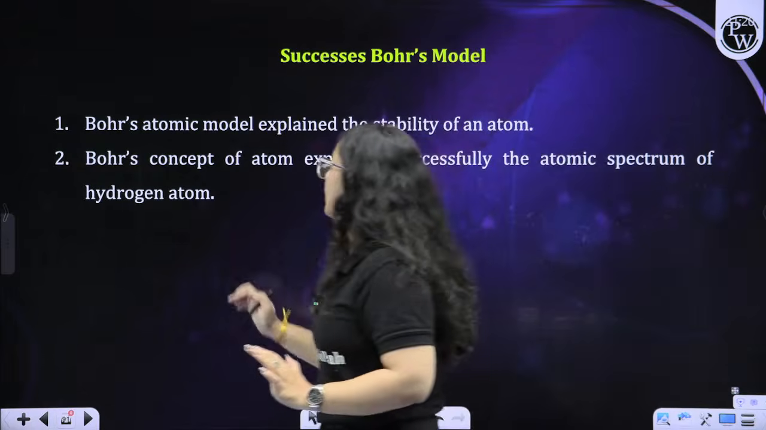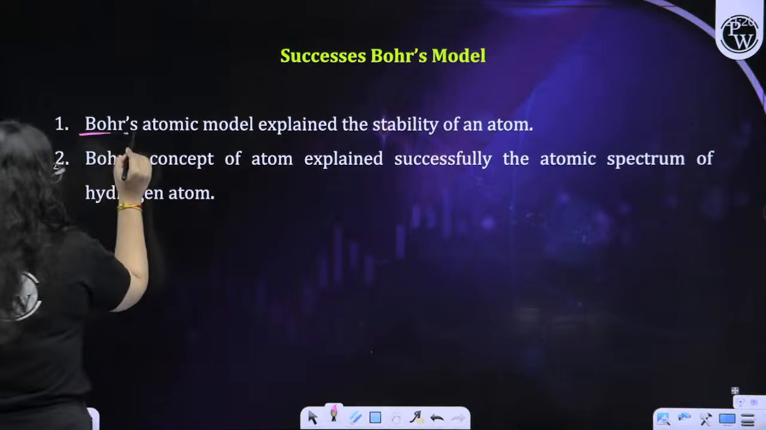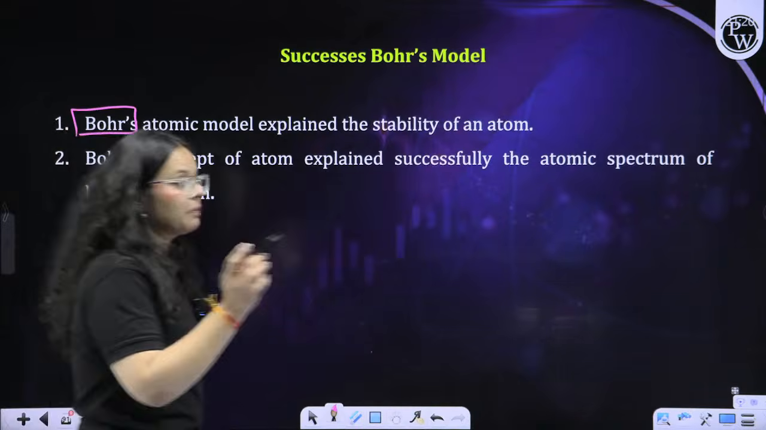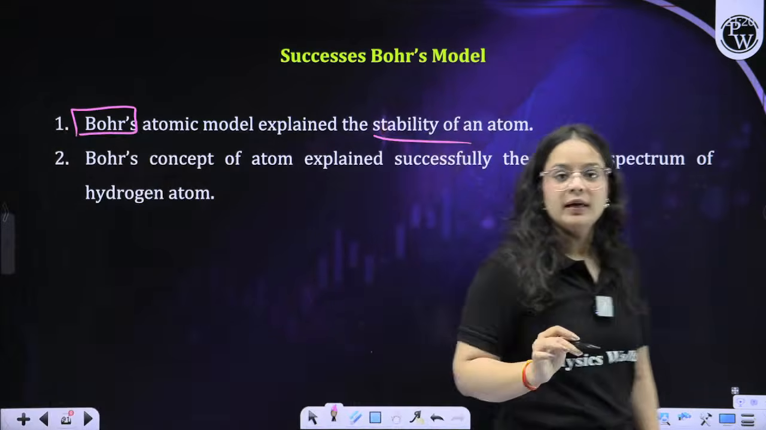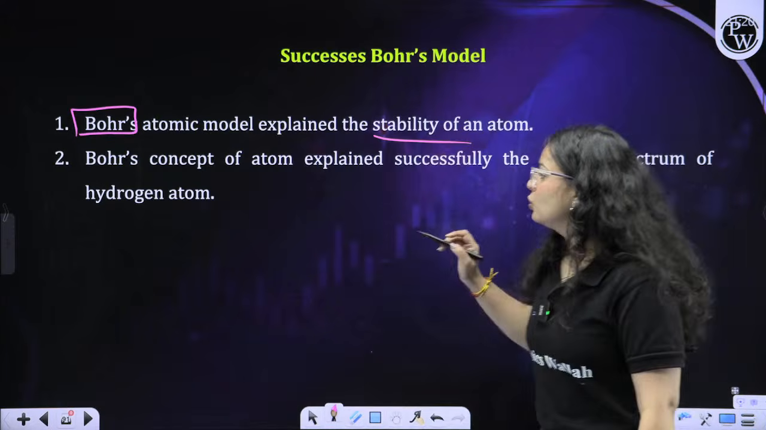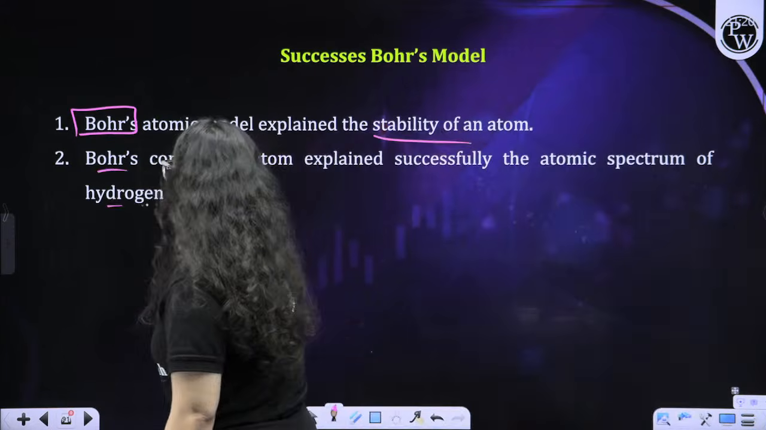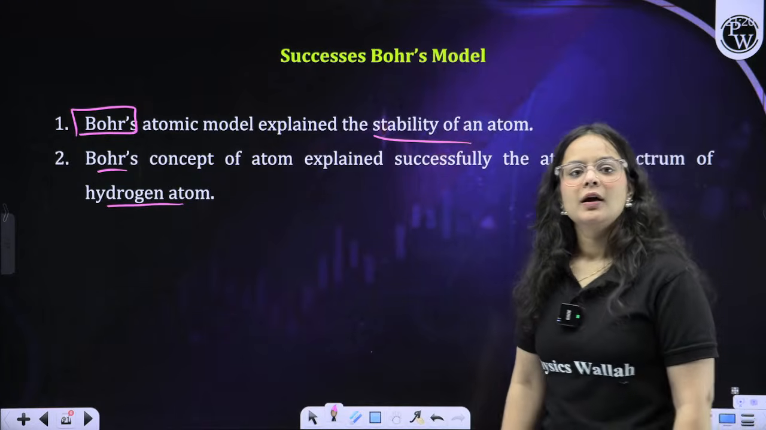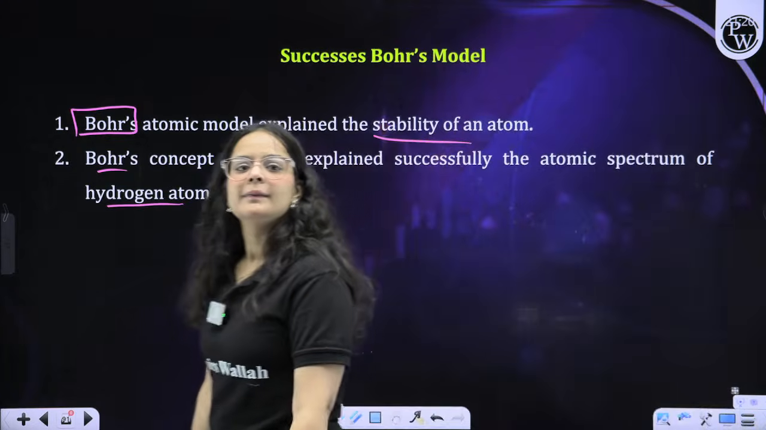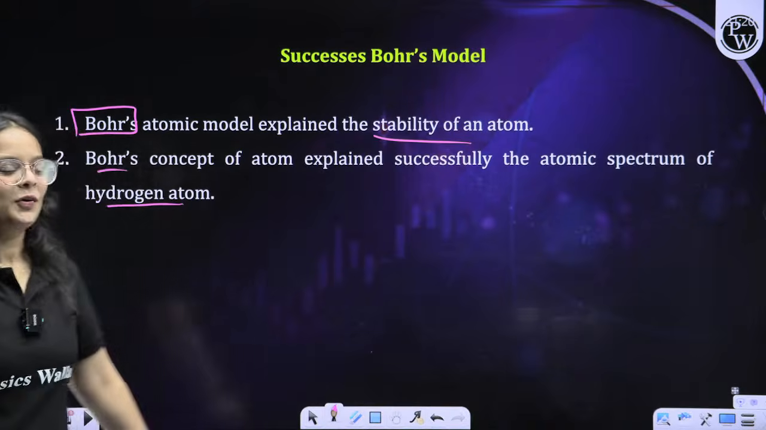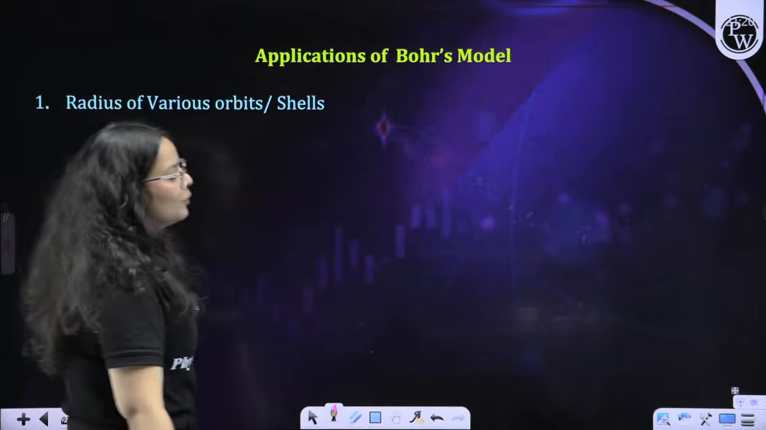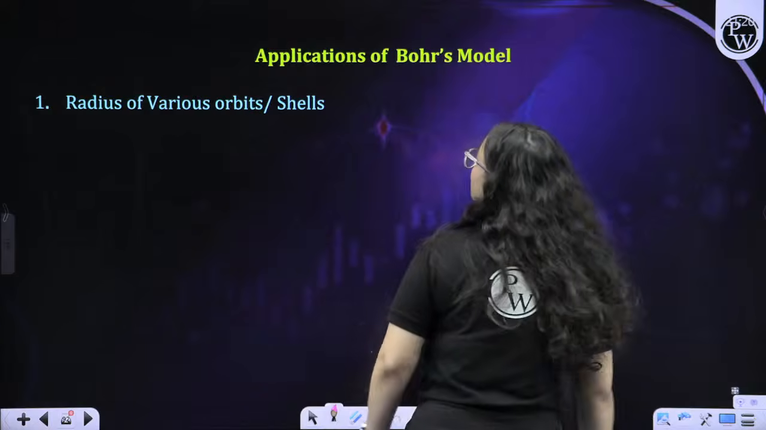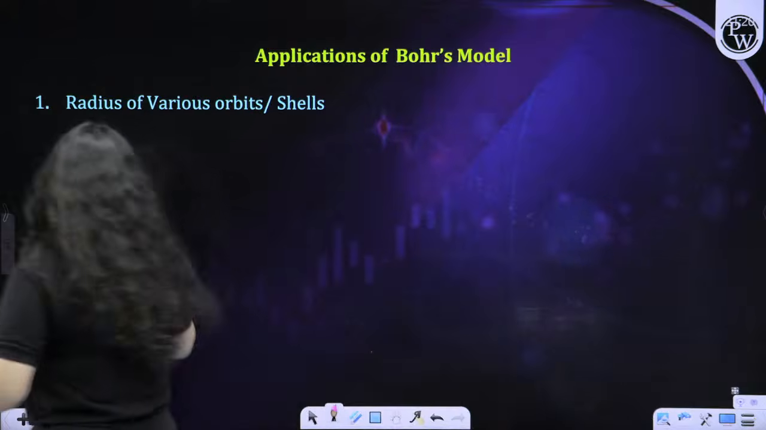This is the point. Now moving to success, the Bohr atomic model was able to explain stability, right? Rutherford was not. And moving on, the Bohr concept was able to explain the hydrogen spectrum as well, right? Okay, so this is about the Bohr model achievements. Now the applications of it. I will cover all the applications.